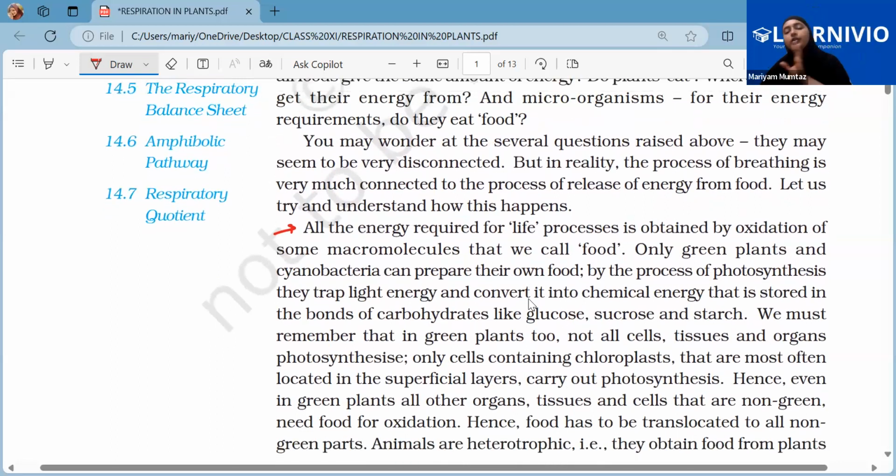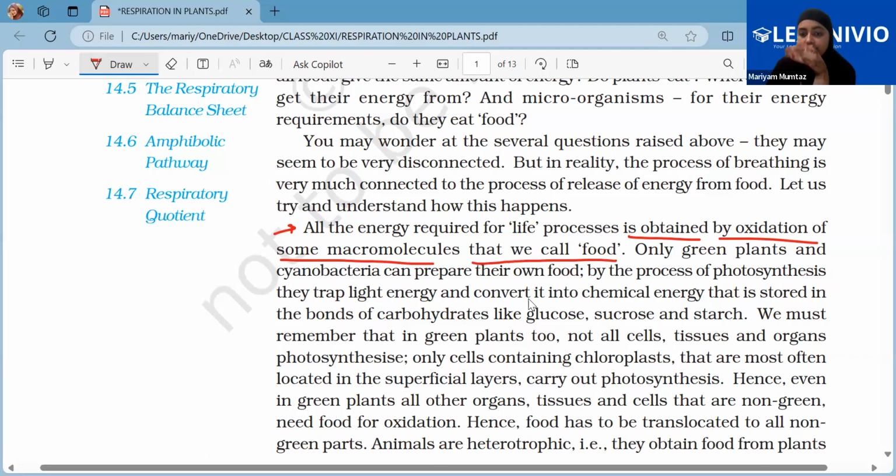Life processes are all those processes that are required to maintain us living, such as breathing, eating, circulation, excretion. All these are the life processes. So all the energy required for life processes is obtained by the oxidation of some macromolecules that we call food.